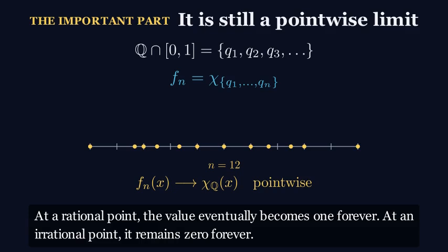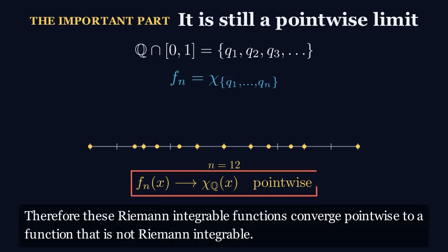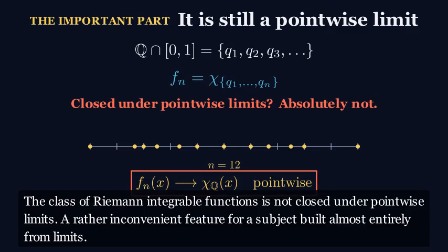At a rational point, the value eventually becomes 1 forever. At an irrational point, it remains 0 forever. Therefore, these Riemann integrable functions converge pointwise to a function that is not Riemann integrable. The class of Riemann integrable functions is not closed under pointwise limits. A rather inconvenient feature for a subject built almost entirely from limits.